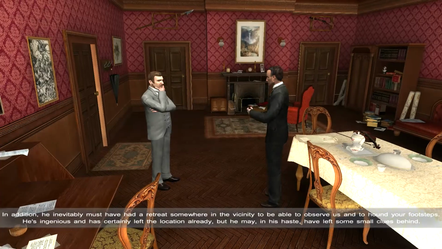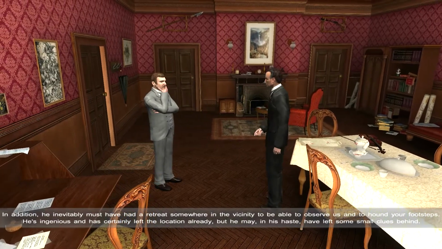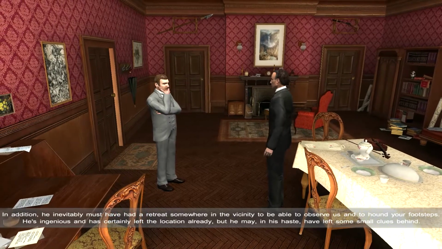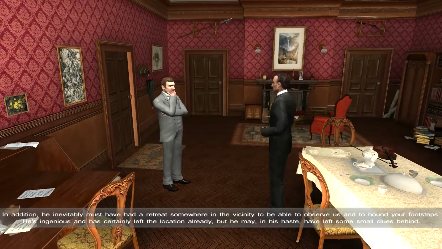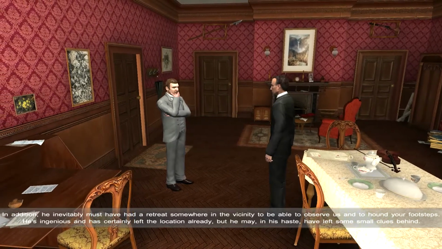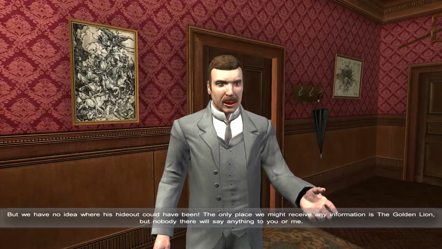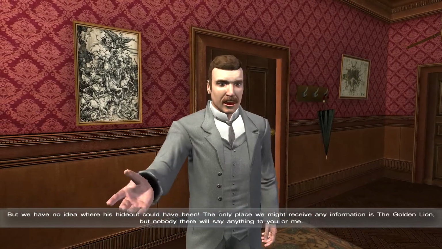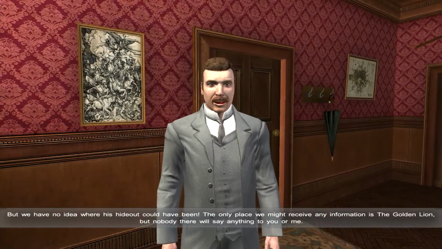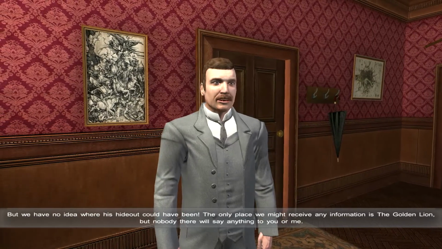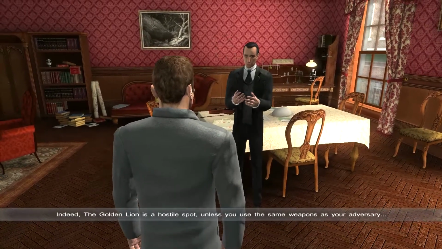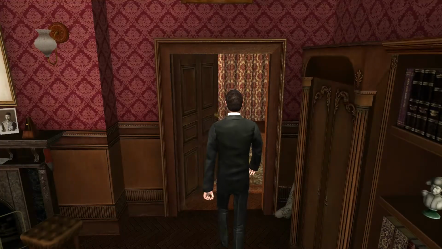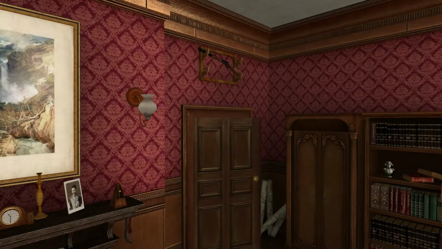In addition, he inevitably must have had a retreat somewhere in the vicinity to be able to observe us and to hound your footsteps. He's ingenious and has certainly left the location already, but he may, in his haste, have left some small clues behind. But we have no idea where his hideout could have been. The only place we might receive any information is the Golden Lion. But nobody there will say anything to you or me. Indeed, the Golden Lion is a hostile spot, unless you use the same weapons as your adversary. In other words, it's disguise time.